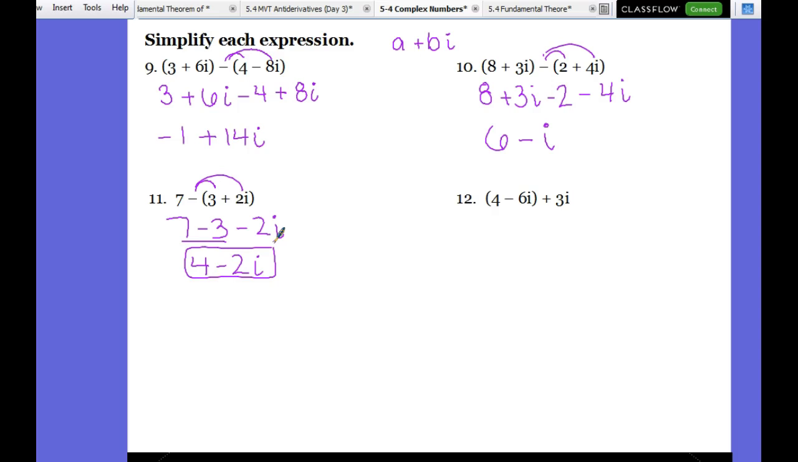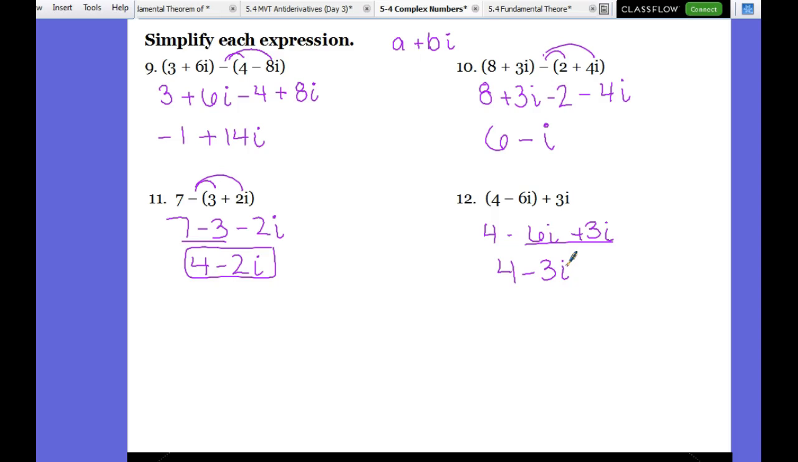Okay, number 12. Is there anything to distribute to my parentheses? No, so they actually just disappear. Combine like terms. And we get 4 minus 3i. So that's the adding and subtracting of the i's.